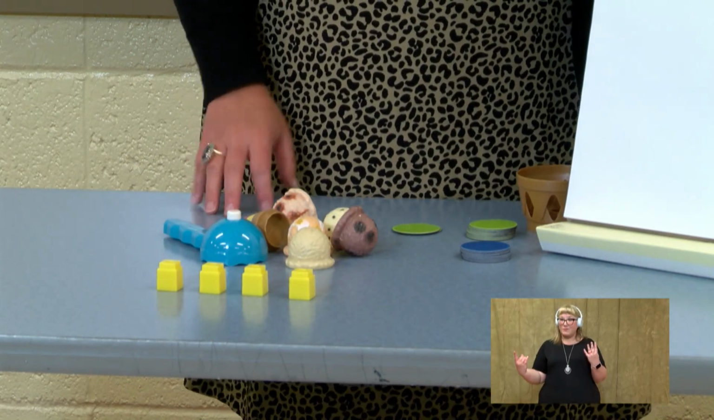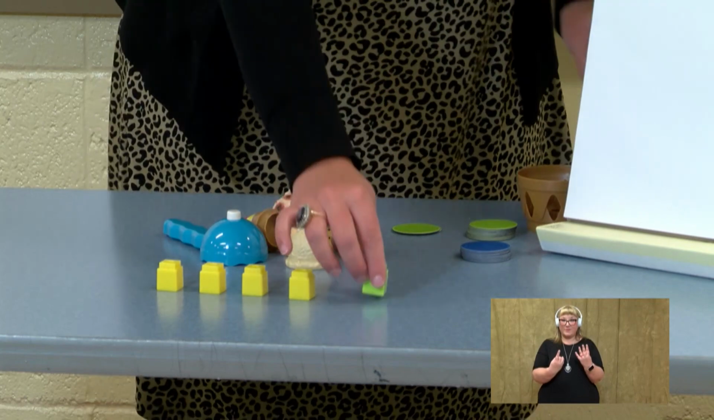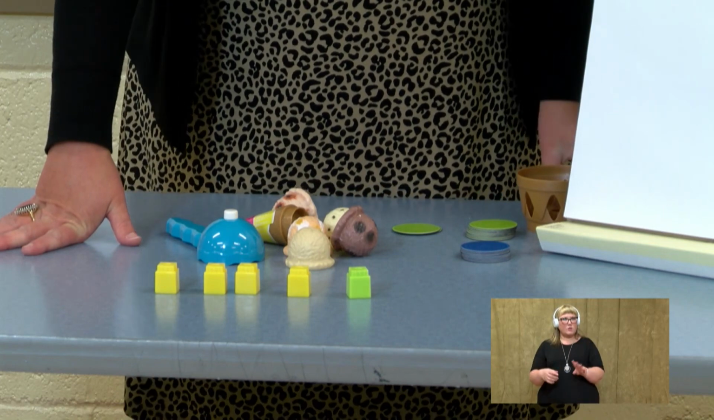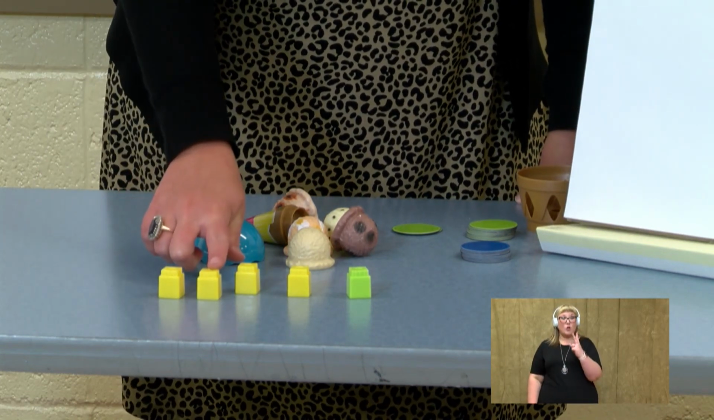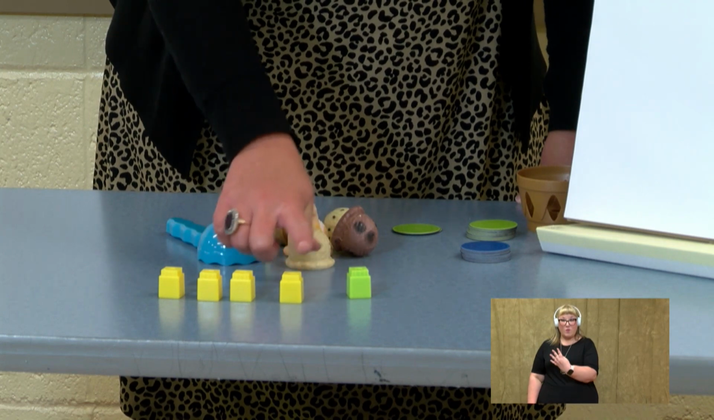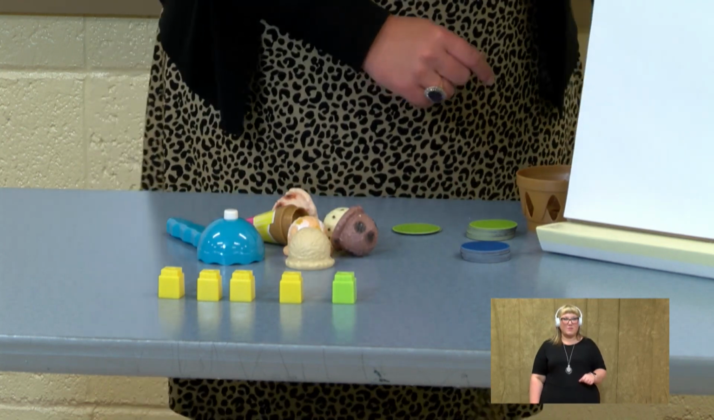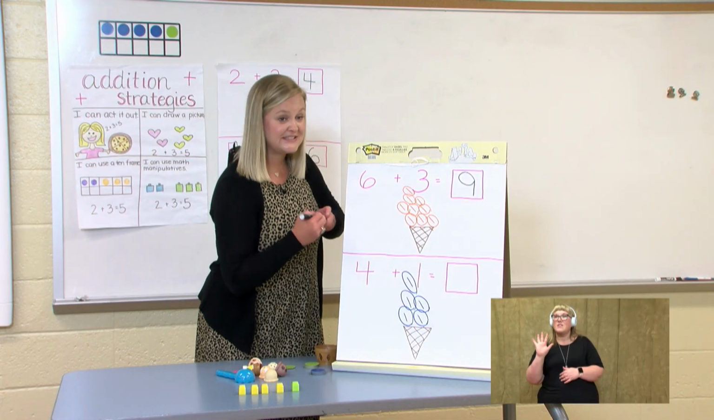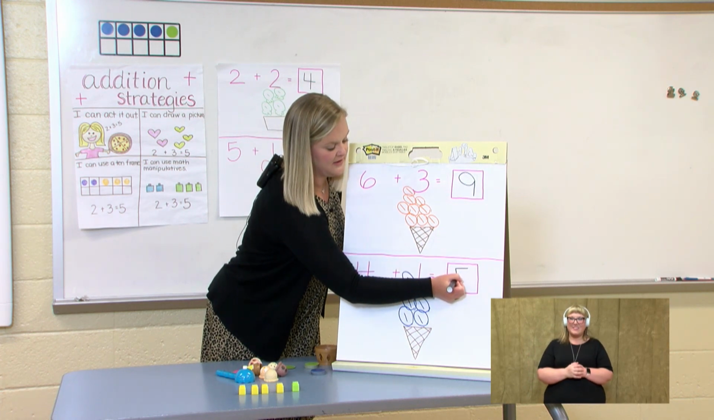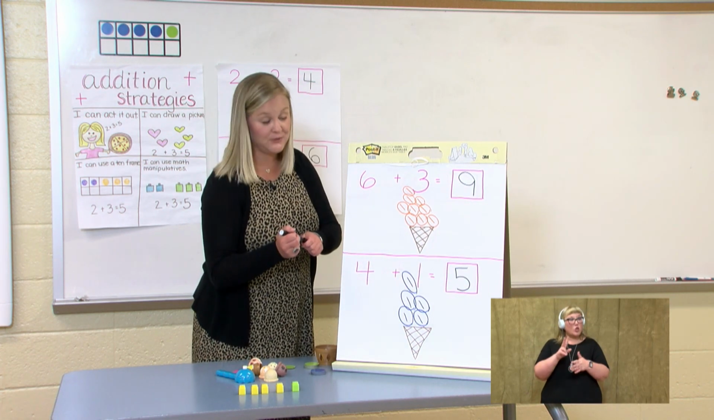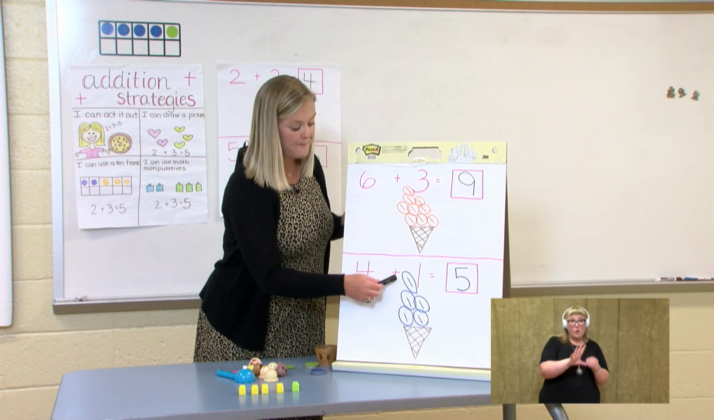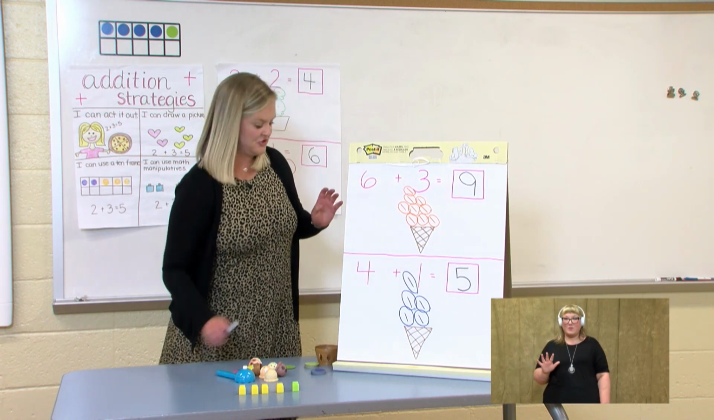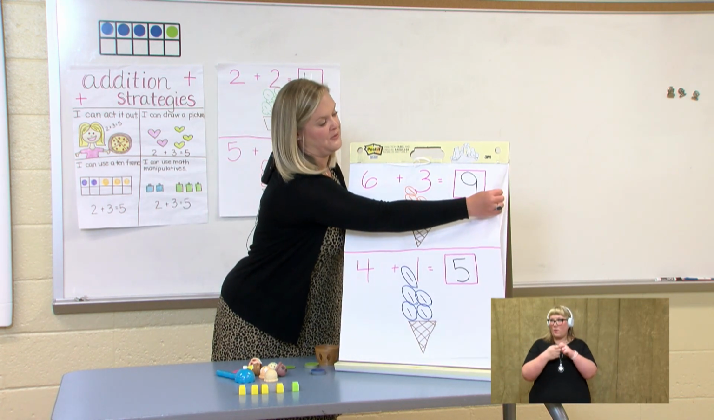And then I need to add 1 more. 1. So I have 4 plus 1 represented with my cubes. Now let's add them together. 1, 2, 3, 4, 5. Awesome. So we used our 4 strategies to figure out that 4 plus 1 equals 5. Can you read that number sentence again with me? 4 plus 1 equals 5. Awesome job. Let's try 2 more problems together before we wrap up for the day.